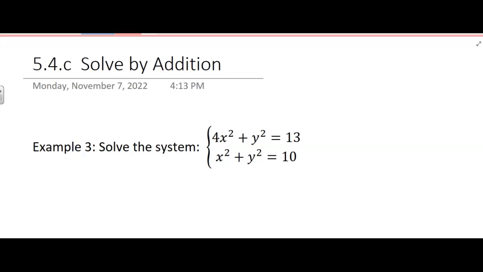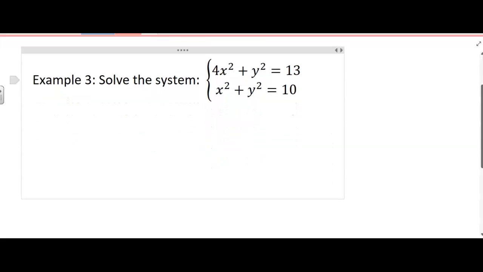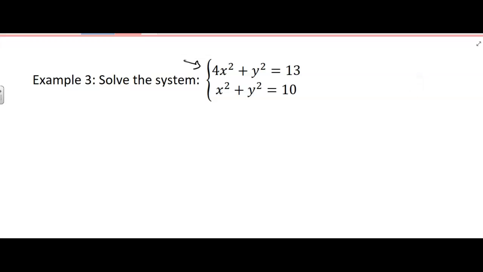Okay, so this time we have a little bit different system, but we're going to solve by addition. So algebraically, we're going to be able to do this. This top equation, I'll just tell you what it is. It's an ellipse, or an oval shape. We don't cover those in this course. They're in chapter 7 of your textbook, but we used to cover them, but we don't do that.